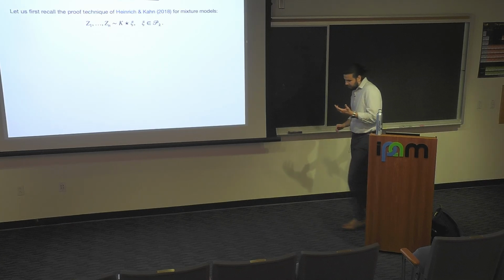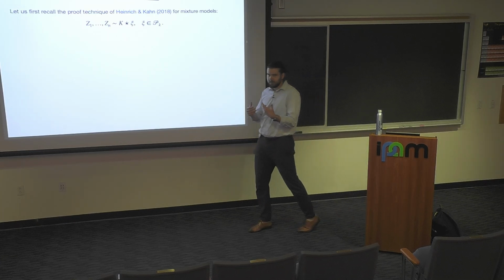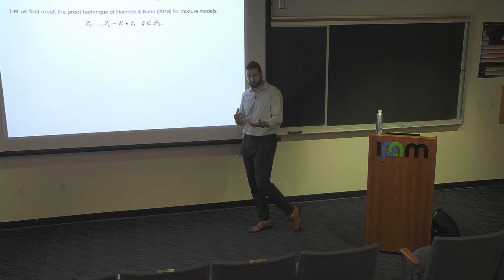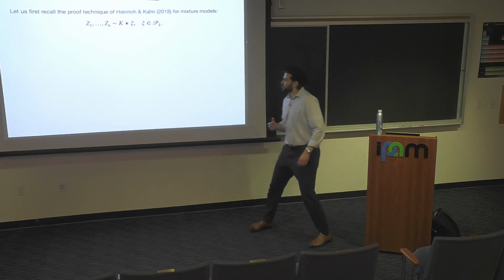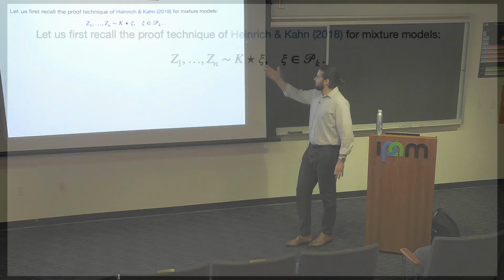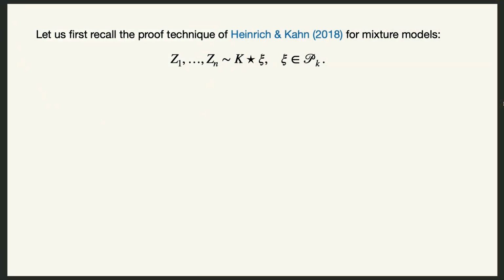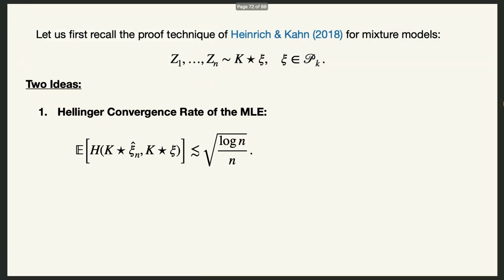So in order for me to tell you about this, my starting point is going to be, again, to think about what one does in the finite mixture model literature. What does one do in that literature? Well, what did Heinrich and Kahn do in their original proof of the minimax rate of estimating a Gaussian mixture? They combined two ideas.